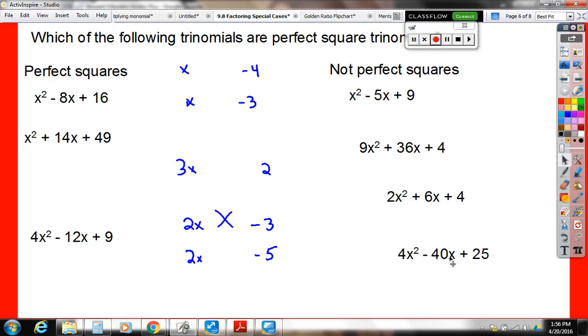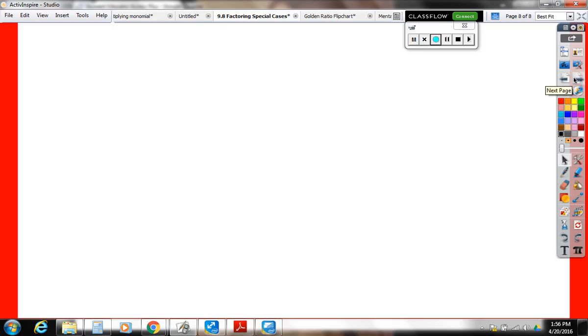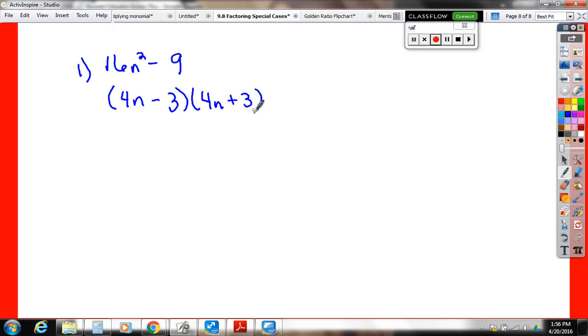Okay, so we're doing the factoring special cases worksheet. We're going to do examples 1 and 3 together. So number 1, we have 16n squared minus 9. This one is a difference of squares, the first kind that we did today. Volunteer to tell me what the factors would be for this one. Mackenzie? 4n minus 3 and 4n plus 3. Good.